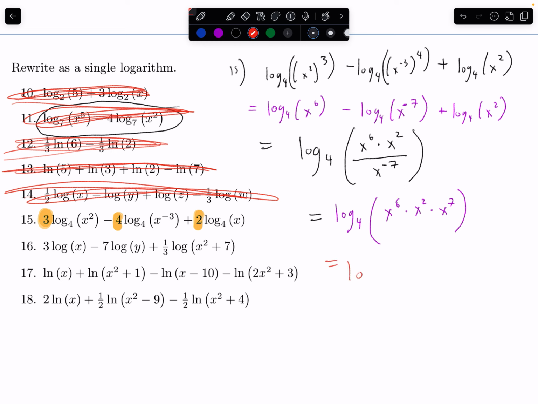And then the last step is just to combine those powers. x to the 6th times x squared times x to the 7th. Add the exponents up. 6 plus 2 is 8, plus 7 is 15.